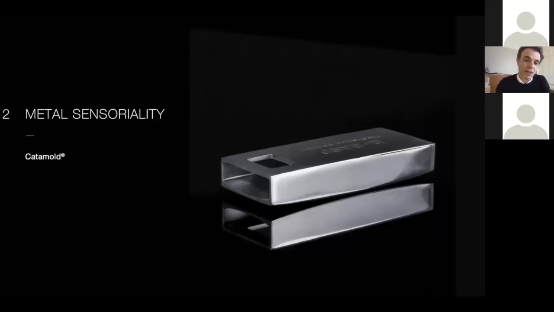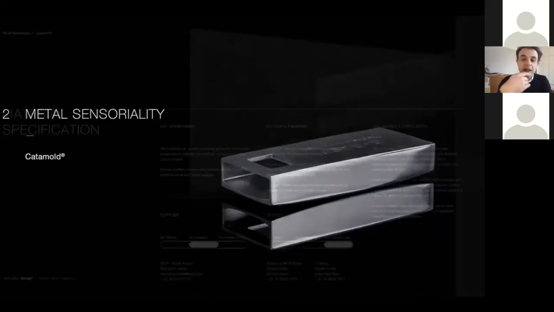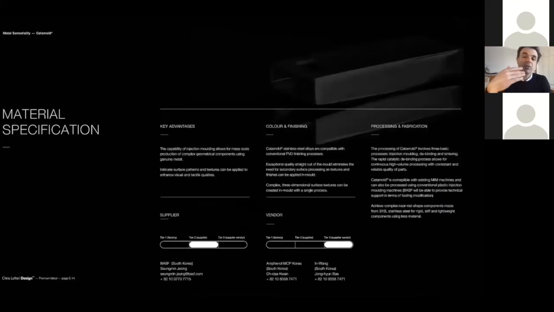So this is an example of a material being used in a new way. This is a process called catamold. It's a way to injection mold stainless steel, which is traditionally a very hard material to make in complex shapes. So what's the value of this? Well, if you want to understand how to work with it, how to manufacture with it, we have to give our clients a set of information.